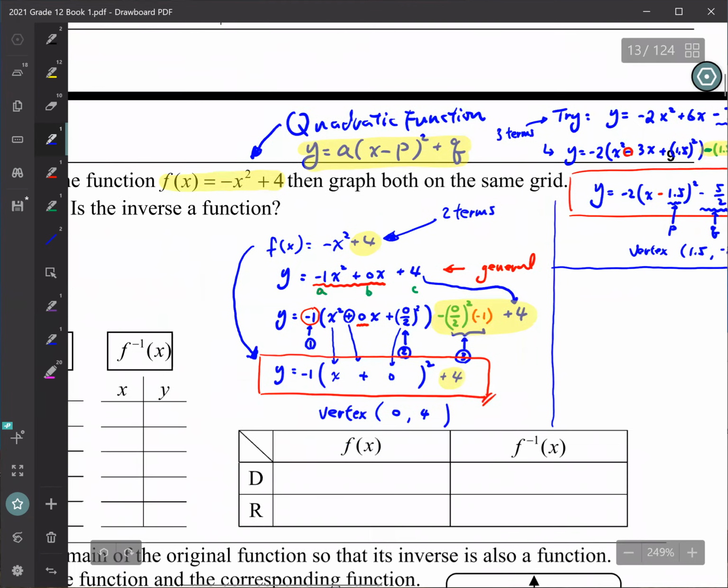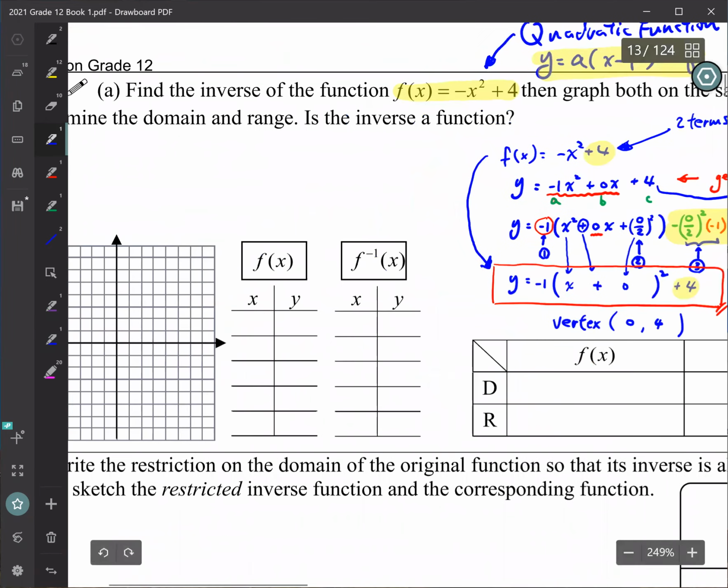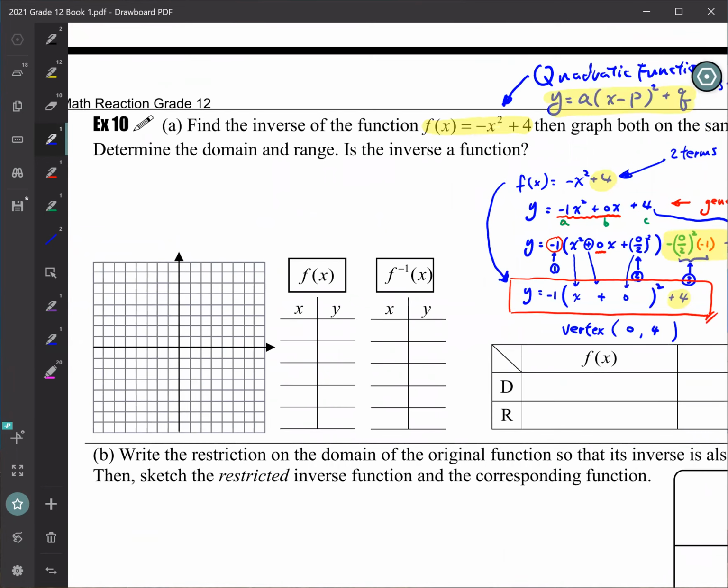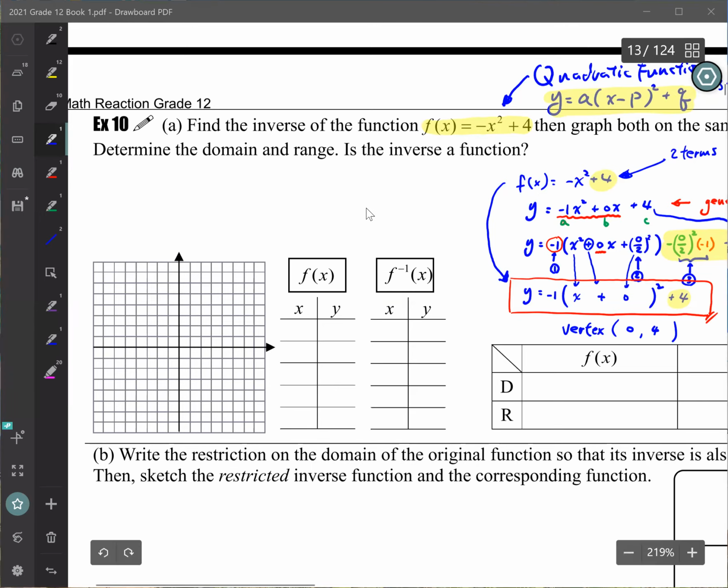Now we got the vertex, we can do the graph now, right? So f of x has a vertex at 0, 4. Is this one open up or open down? Sophie? Is this parabola open up or open down? No, open up. How do you tell? What controls open up or open down?